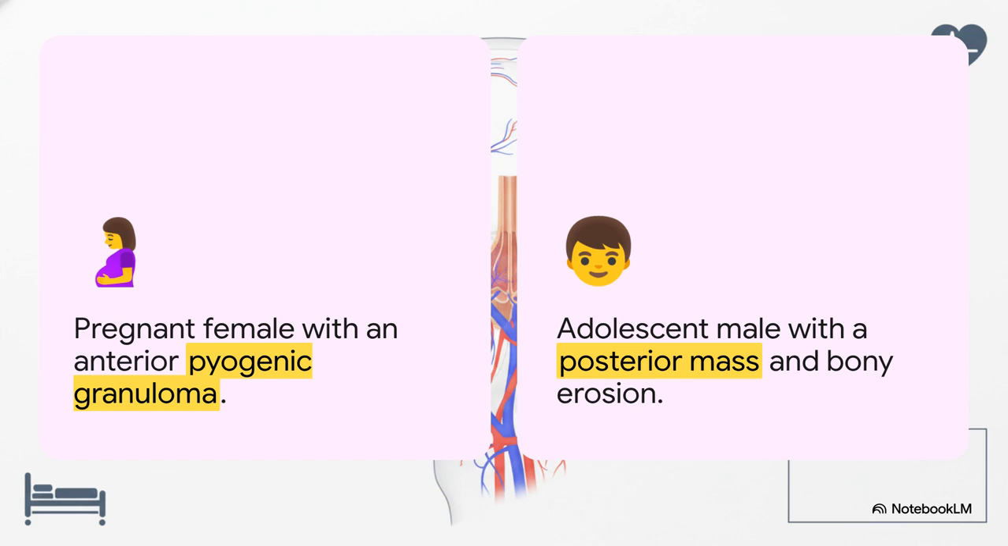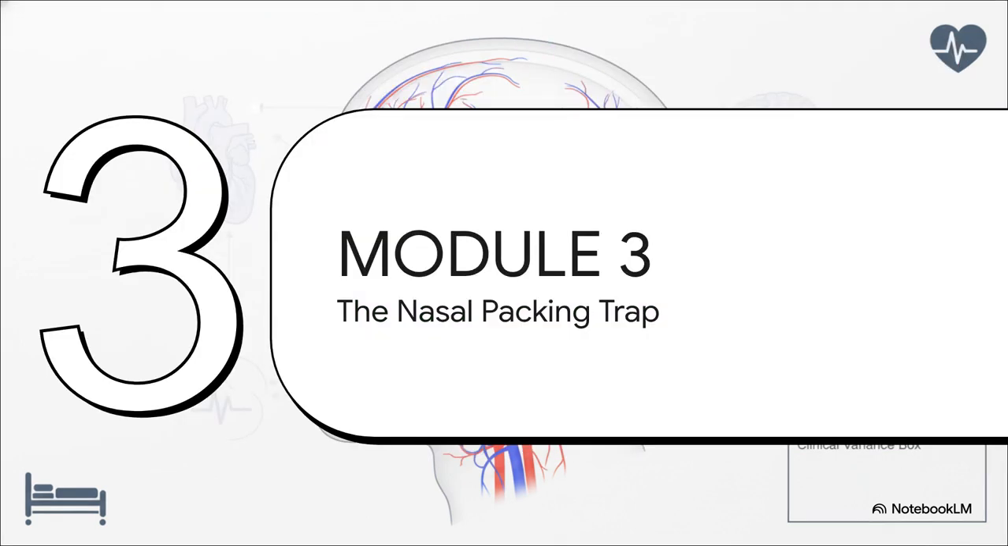On the anterior side, you've got the pregnant female with a pyogenic granuloma. Highly vascular, sure, but superficially manageable. Contrast that directly with the adolescent male presenting with a posterior mass and bony erosion. That indicates a deep, structurally destructive arterial bleed. These are 2 completely distinct clinical entities, differentiated entirely by the anatomical origin of the hemorrhage and the specific patient demographic. Module 3, the nasal packing trap.